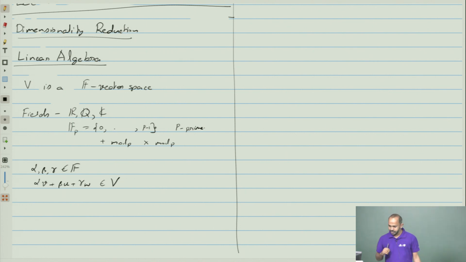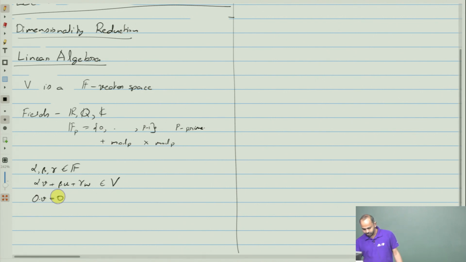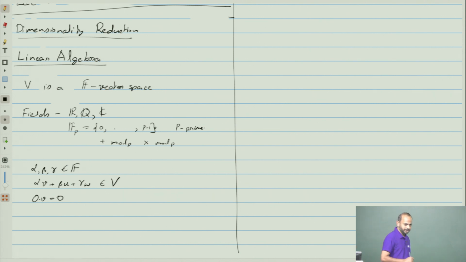And when you have a field, there is the 0 element, right? There is an element which is the additive identity. So, 0 times a vector should be equal to 0. Actually there is a set of 9 or 10 conditions that these operations should satisfy for V being a vector space. I will not enumerate all those definitions in the class today. You can go to a standard reference and refresh your knowledge.